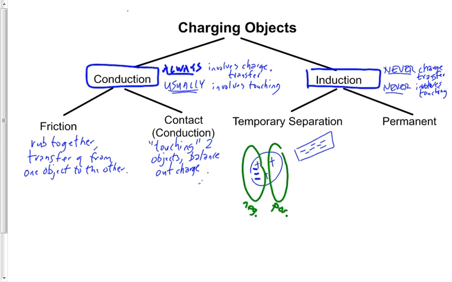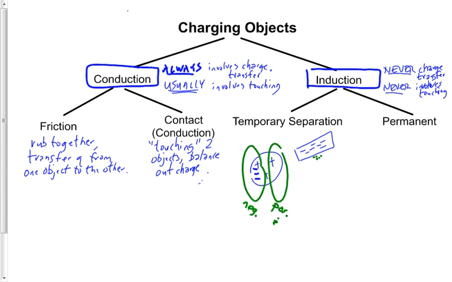This is why, by the way, charged objects attract neutral objects. Look at the side that's closest to the charging object. Here's my negatively charged object. Here's my neutral object. The side that's closest to my negatively charged charging object is opposite to it. And opposites attract.